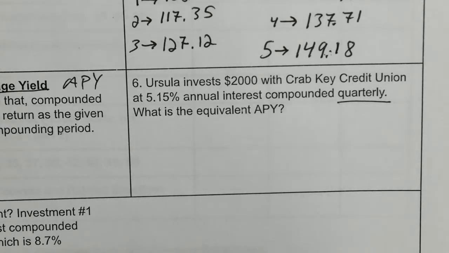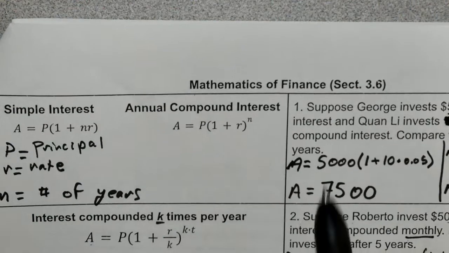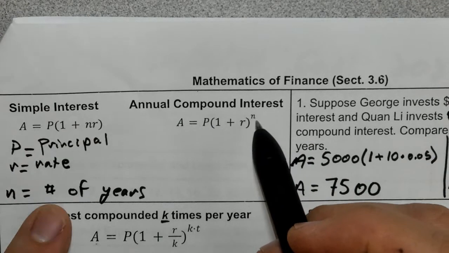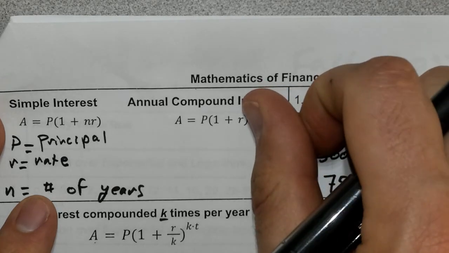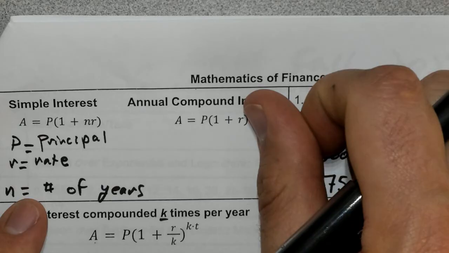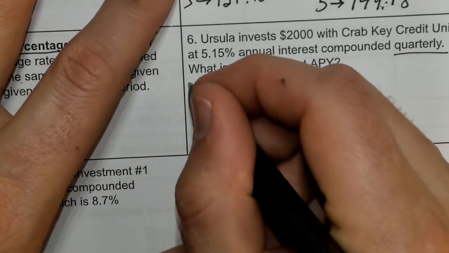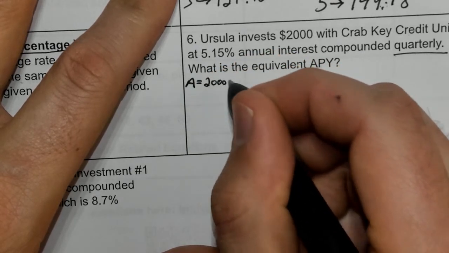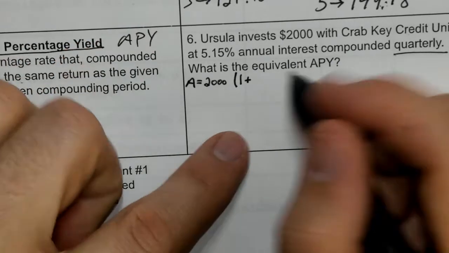Remember that annual percentage yield is compounded where n is the number of years, so this would be 1. Our formula for that is just going to be P times 1 plus r, because n is just 1. We want to know after 1 year. And so in our example here, we would have A equal to 2,000 times 1 plus r.